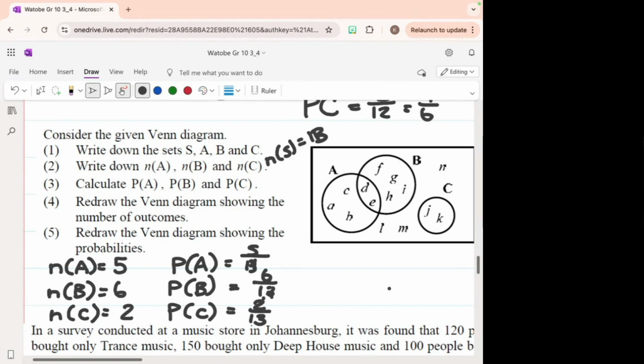Now it says, redraw the Venn diagram showing the probabilities. So I'm going to go in mine and I'm going to be a little bit sneaky. Oopsie. Okay, I'm going to go color all of these ones in a different color here.